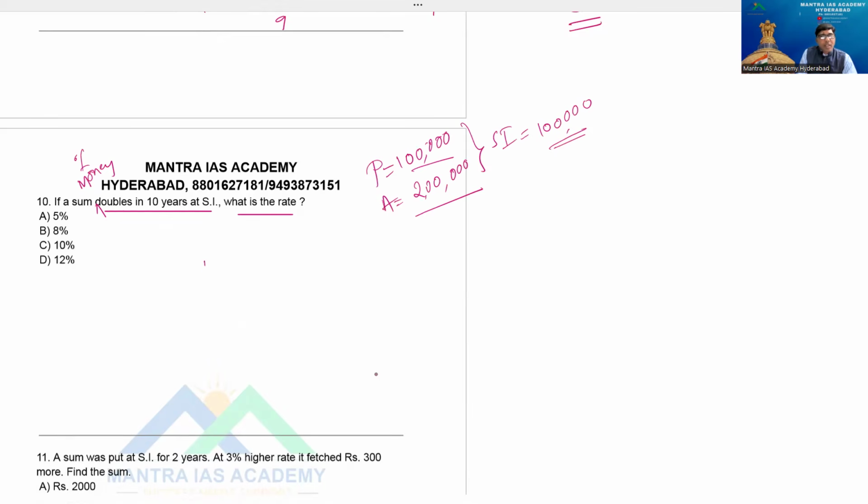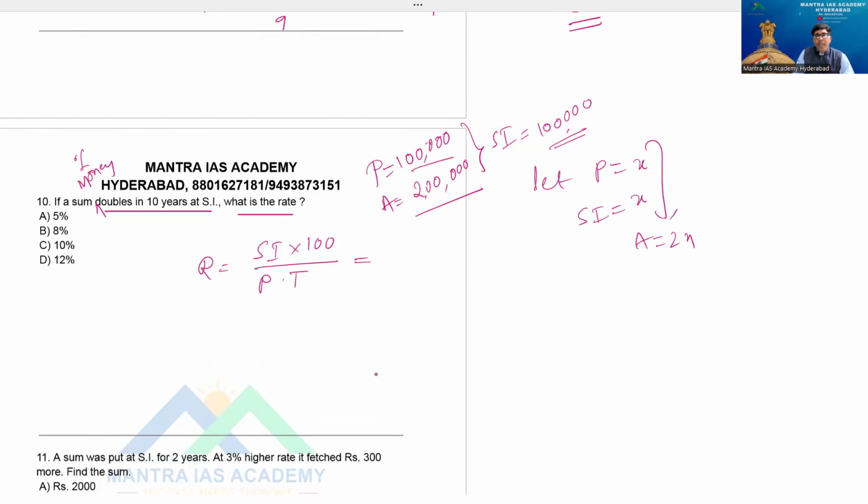So the basic formula, R is equal to what we have? Simple interest into 100 by principal into time, beta. This SI value, no doubt you got it. For example, I shouldn't take 1 lakh or 2 lakh, so I'll take let P is equal to X, beta. Obviously, the amount is double in this case, it's 2X. How has it become 2X? By adding interest. How much is it? Same X rupees. In a gap of how many years? In a gap of 10 years. T is equal to 10 years, my dear.